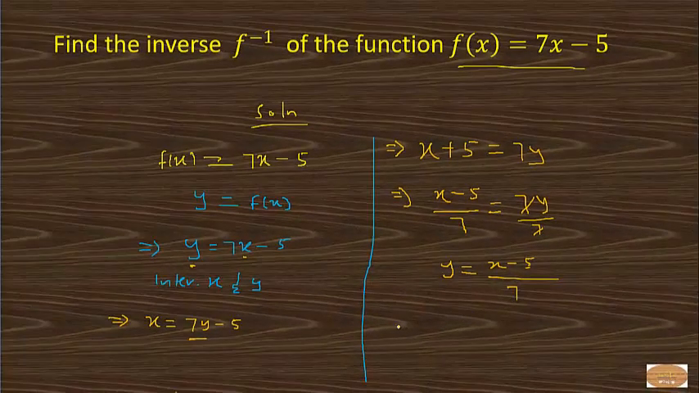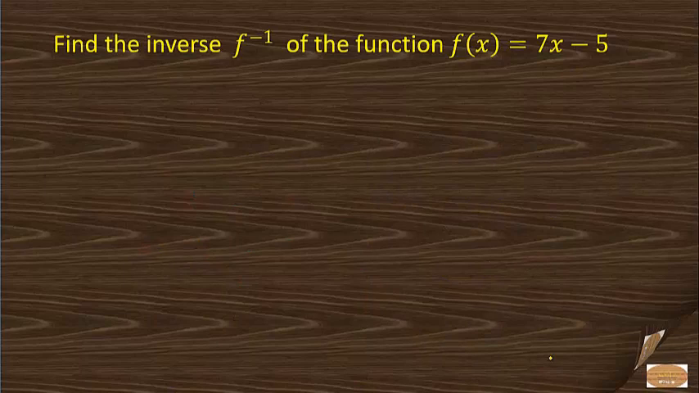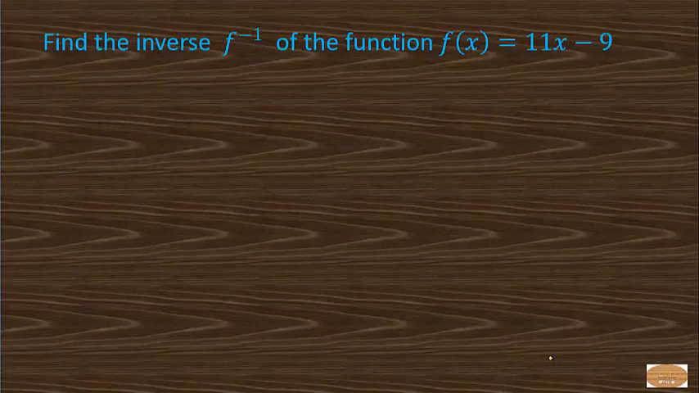Therefore our inverse of f is the answer. So f inverse is x minus 5 over 7. So that's the answer. Okay, now let's move on to the next example. Now let's find the inverse of this. So just try this one.